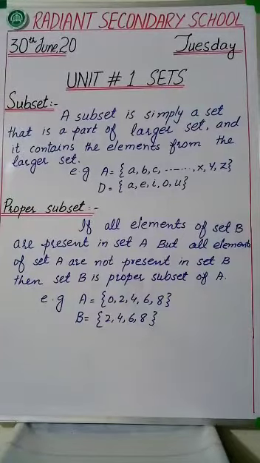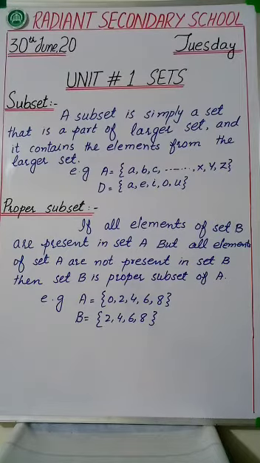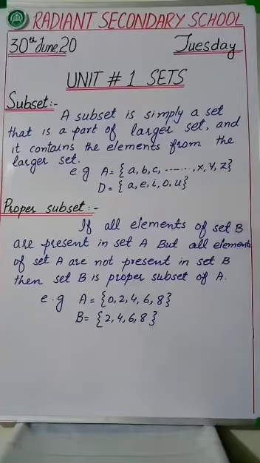Okay students, our next topic is subset. A subset is simply a set that is a part of a larger set, and it contains elements from the larger set. Here you see the example. The set A has all the small English alphabets and set D has only the vowels. So set A is a larger set and D is a smaller set, and all the elements of set D are taken from set A. So in this situation, set D will be the subset of set A.